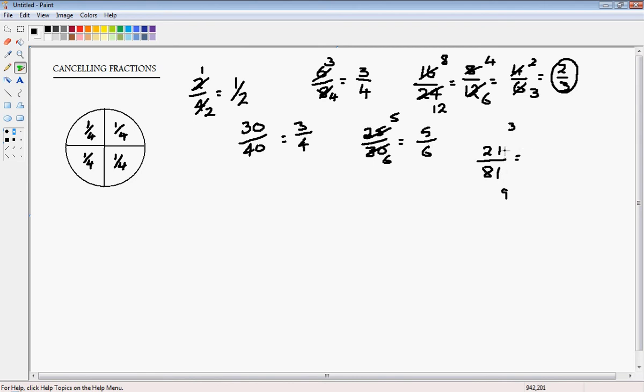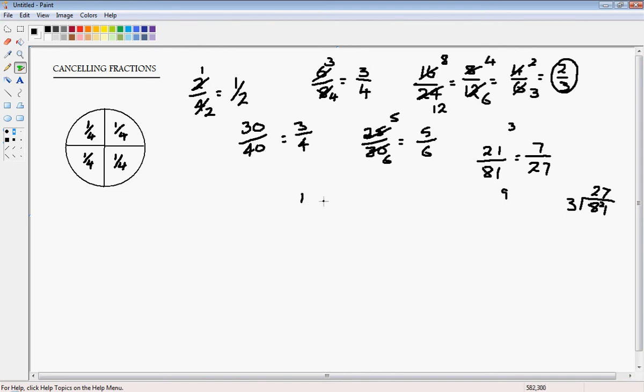Okay, so just to prove it, 3's into 21 is 7. Now 3's into 81, if you like, we'll do a little division sum here. So we have 81. 3's into 8 goes 2, remainder 2, and 3's into 21 we just did is 7. So I get 27. So this will always work.